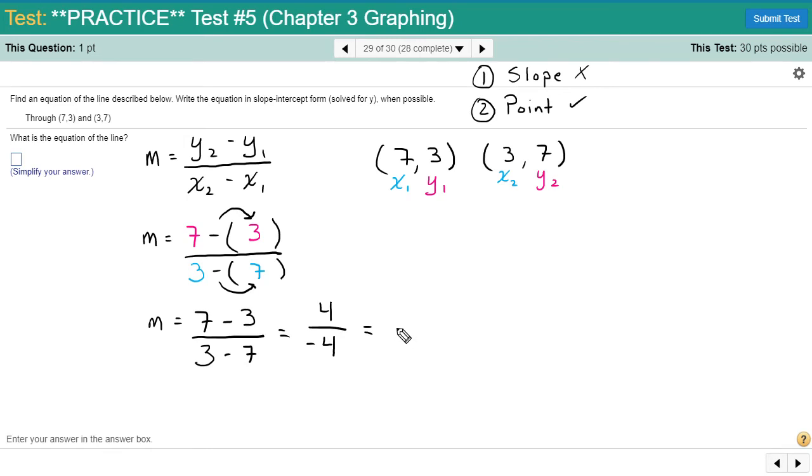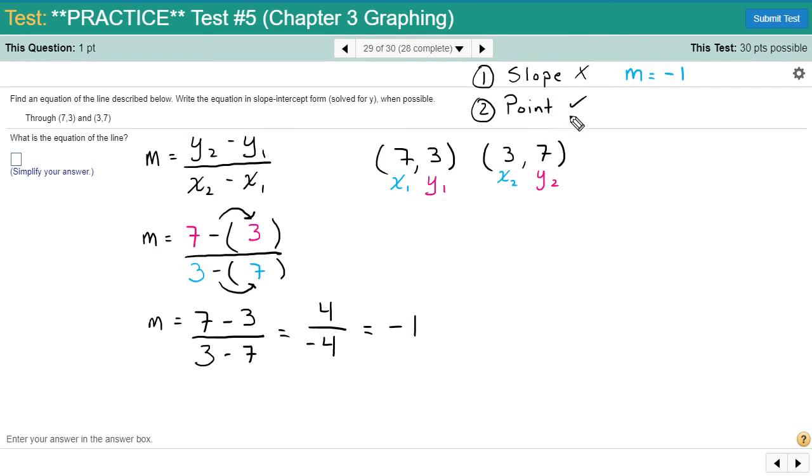Positive divided by negative is always negative, and 4 divided by 4 is 1. So our slope between these 2 points, the slope of the line that we are coming up with, is negative 1. So let's go ahead and off to the side here, now that we've found the slope, we'll say that the slope is negative 1.